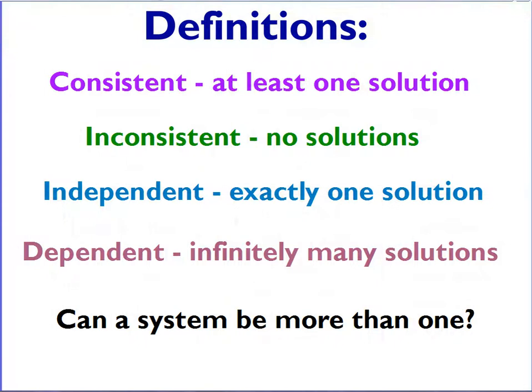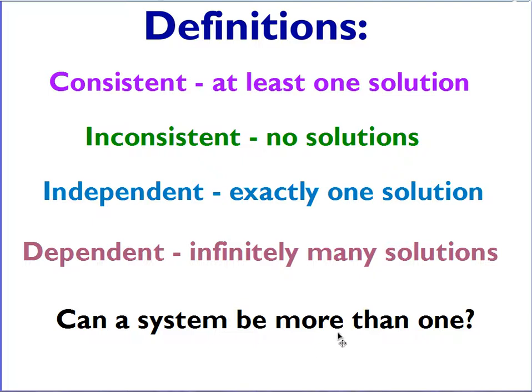Just some vocabulary as a side note, words that you'll hear in the future. Systems can be consistent if they have at least one solution. An inconsistent system has no solution. An independent system has exactly one solution. That's different than at least one solution, right? And a dependent system has infinitely many solutions.